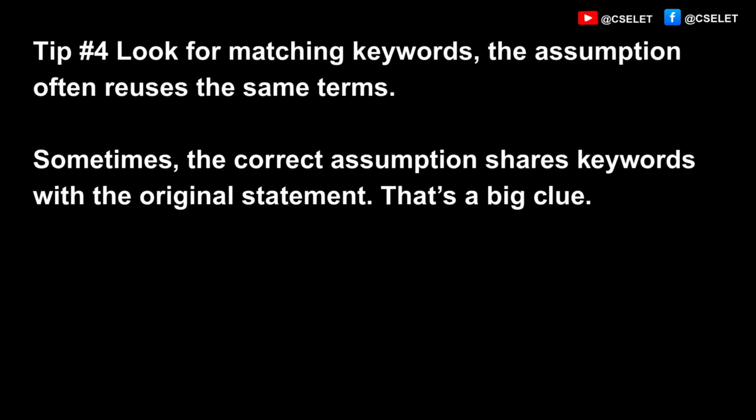Minsan, yung tamang assumption ay gumagamit ng kaparehong keywords mula sa original statement. Bakit? Kasi malamang may connection yan sa logic ng original statement. Kaya kapag may nakita kang parehong word sa choice, i-check mo agad baka yun na yung tamang sagot. Besides, nabanggit din natin kanina na assumption is implied but must be valid. So pwedeng yung validation na hinahanap natin ay nakasalalay dun sa mga keywords na nabanggit. But again, hindi porket magkatulad ang words, tama na agad. So gamitin mo muna siyang clue, lalo na pag nalilito ka na sa mga choices.